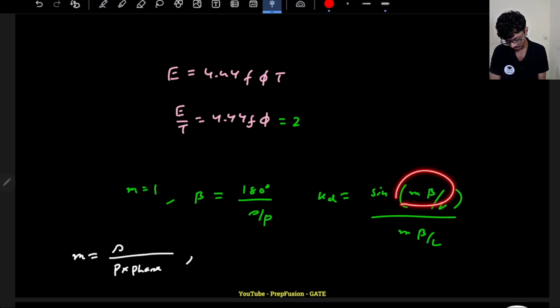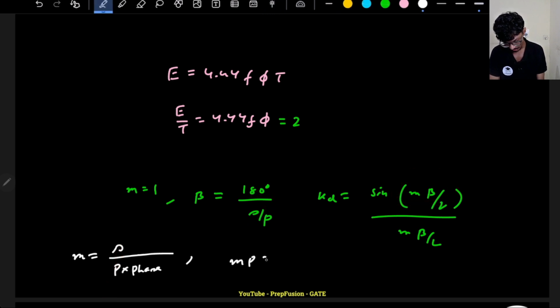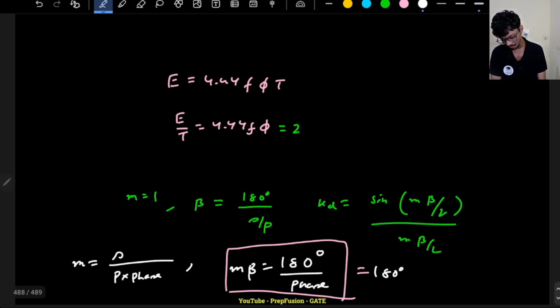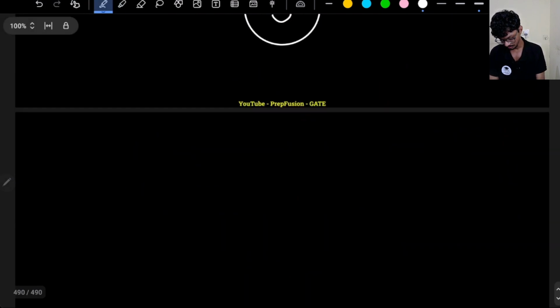What will be m into beta? In m into beta, slot by pole will get cancelled. It will be simply m beta equal to 180 degree divided by the number of phase. This is also another very, very useful formula, right? 180 degree divided by number of phase. In this case, number of phase is 1, so it will be simply 180 degrees, right? So now I will replace it.